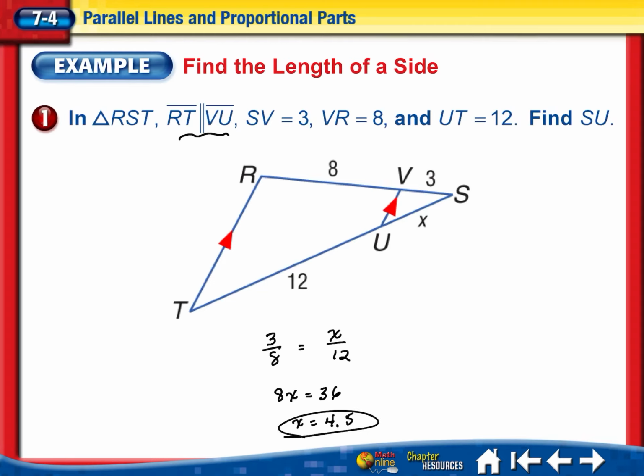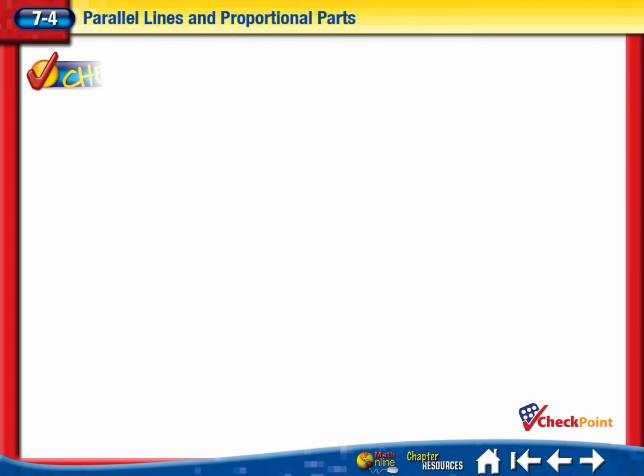So to check this, you could substitute it back in, and if we do that, 3 divided by 8 is 0.375, and if I put 4.5 divided by 12, we do get 0.375. So it checks out, and that one's right. So take a moment, do the your turn, and then we'll go to example 2.